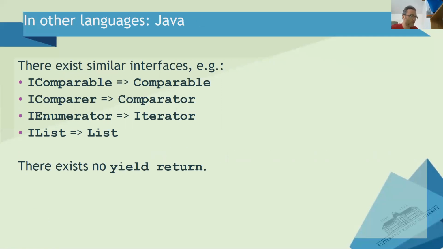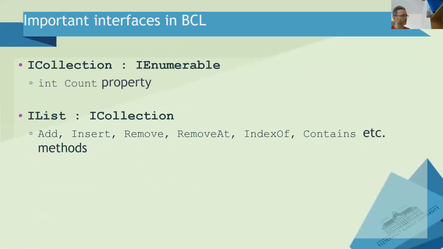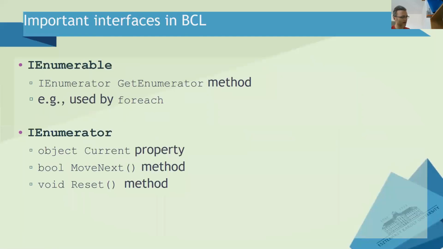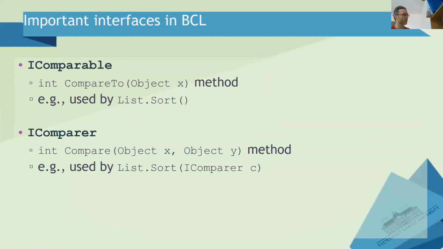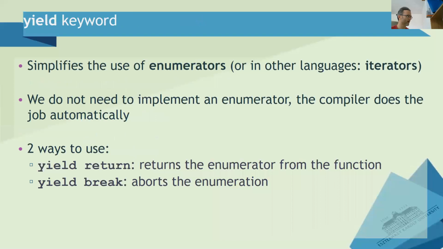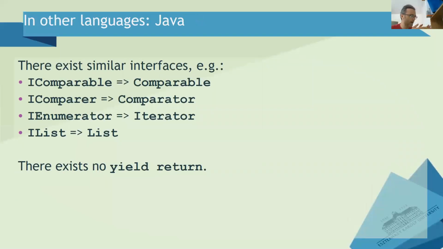Rather, we look into other programming languages. I already showed you this slide about Java. In Java you can find almost the same interfaces. I mean, the interfaces I showed you before, the IEnumerable, IEnumerator, IComparable, IComparer. So you can find the counterparts of those interfaces in Java. And I also mentioned that there is no yield return in Java, unfortunately.